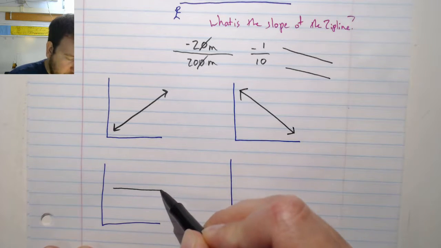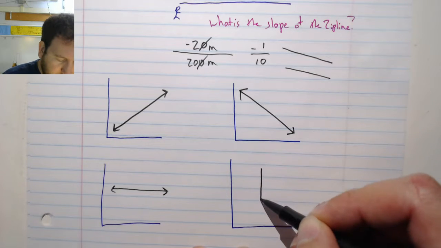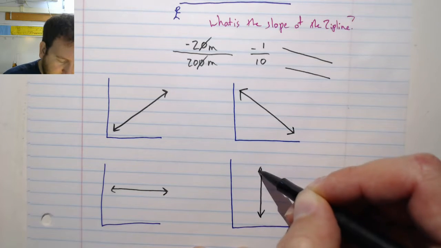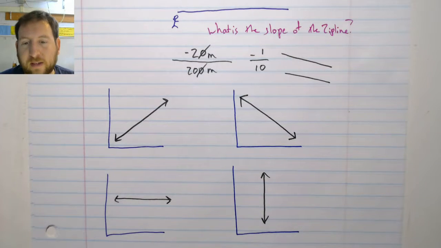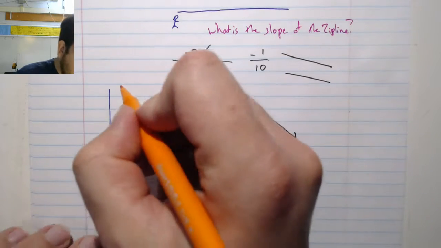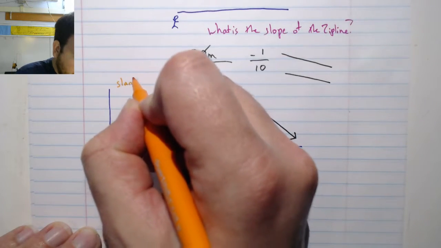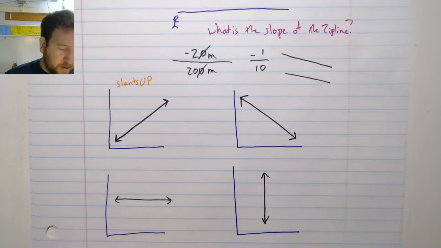This one has a line like this. And this one has a line like this. These are the main 4 different kinds of slope that we're going to be dealing with. In this case, we say that the line slants up, we're going to say that the slope is positive.